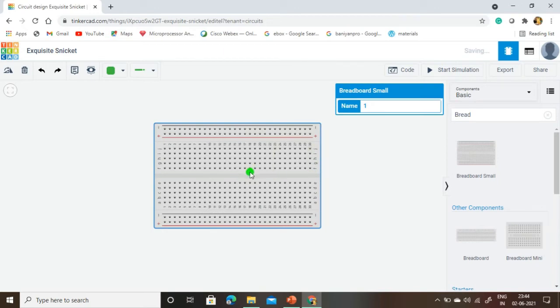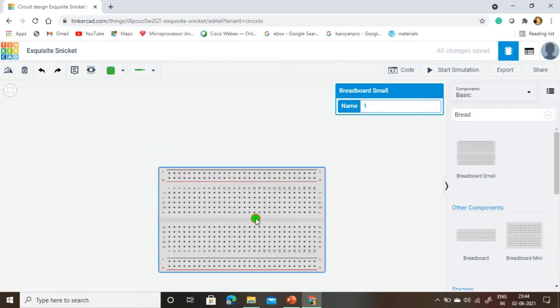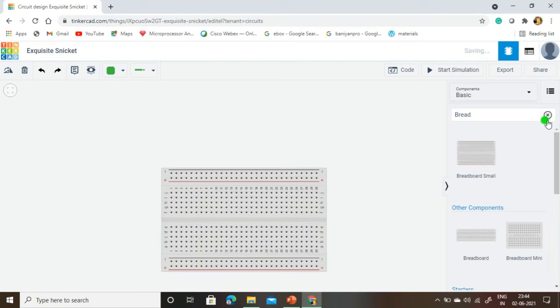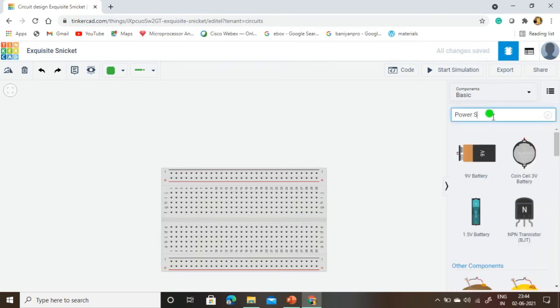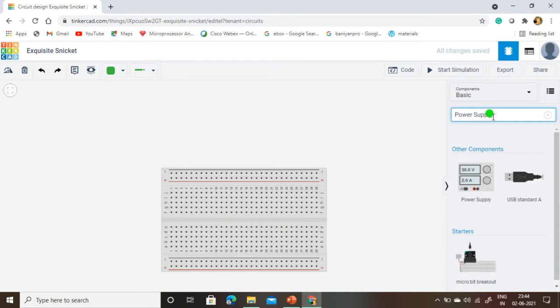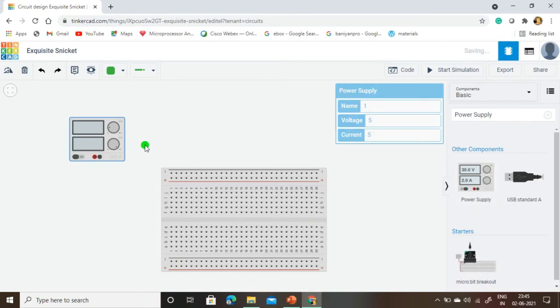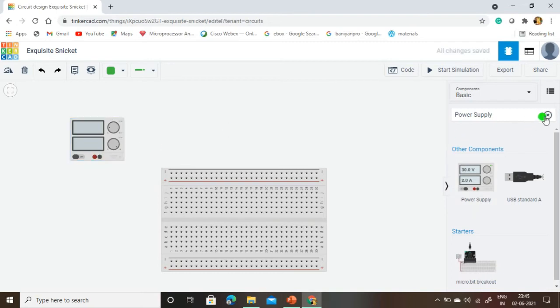Okay, very good. Place is here. Okay, what is next one? Next one we want the power supply. Okay, power supply. Just paste here. Very good.